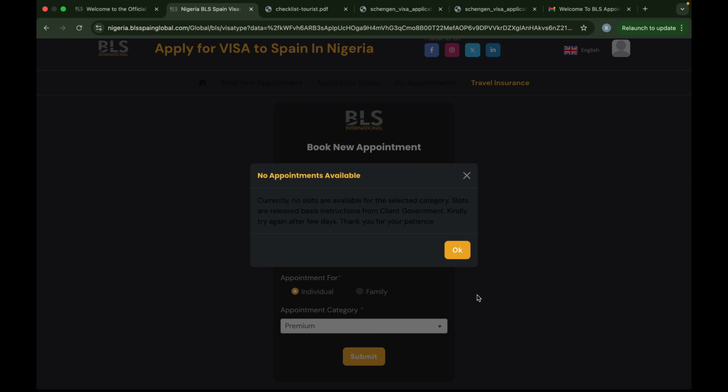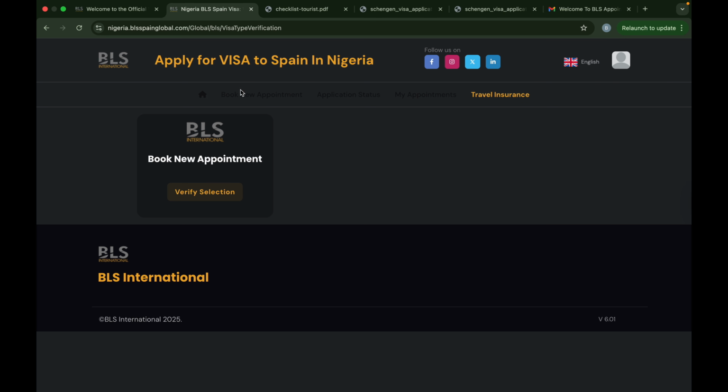But this covers essentially the entire application process. I would recommend that you approach them at the BLS Center in order to get an appointment. If you're unable to get it here, usually the people at the embassy, at the visa application center, VAC, might be able to do something about that.